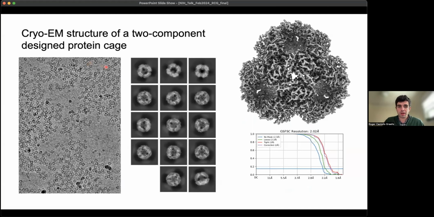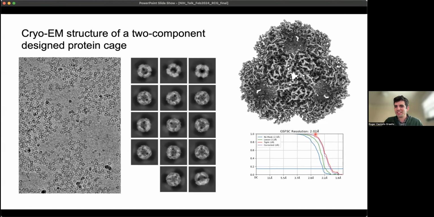This data set, for example, we collected at S2C2 in Stanford, and it was pretty cool because you can see here we would get a very nice distribution of the protein cages, and here you can see that there are already some secondary structure features, like for example, some helices. And for this one, we managed to get to about 2 angstroms. It was kind of an amazing day, the day that it appeared, like, 2 angstroms. It was like, wow, this is so cool.